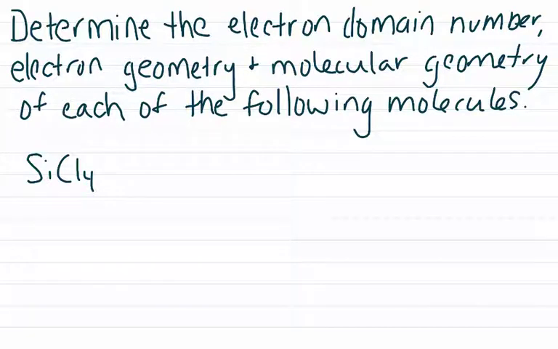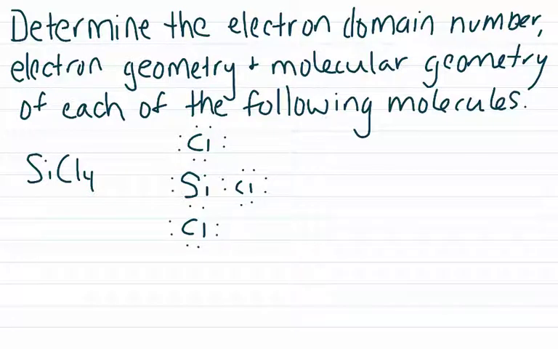Now, we drew the Lewis structure of all of these in a previous video. So if you're curious how to get these, then you can watch that video. So silicon tetrachloride looks like this. Its Lewis structure looks like this.